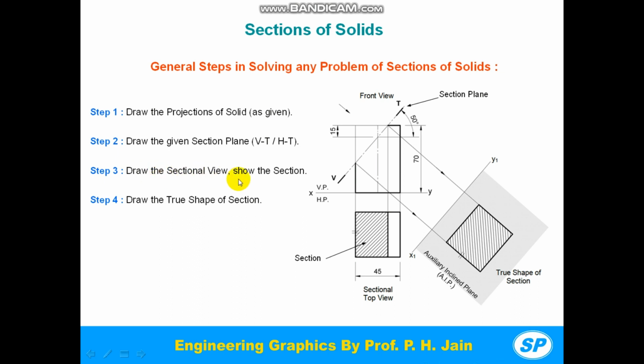In the third step, you have to draw the sectional view and show the section, meaning you draw the section in one of the views, either the top view or the front view. This section may or may not be the true shape of the section. Then in the last step you have to draw the true shape of the section. It is seen when we view the solid from a direction perpendicular to the cutting plane. When we see from this direction, we see the true shape of the section, and it is drawn on the auxiliary inclined plane like this.